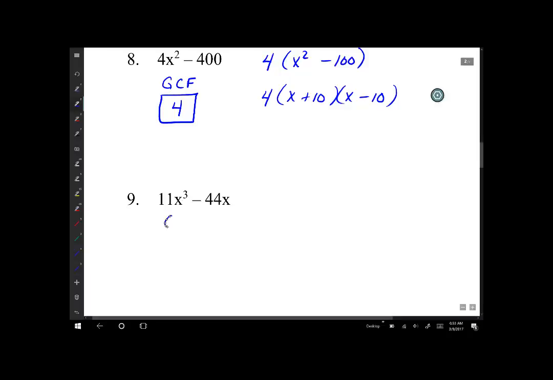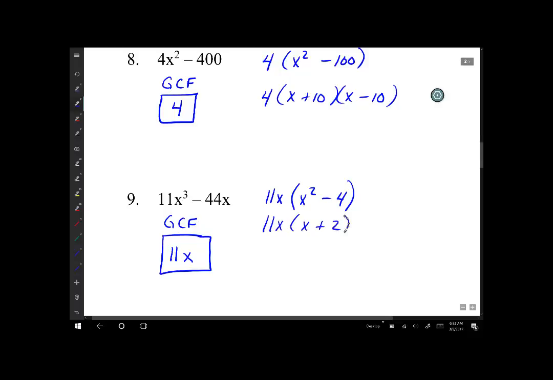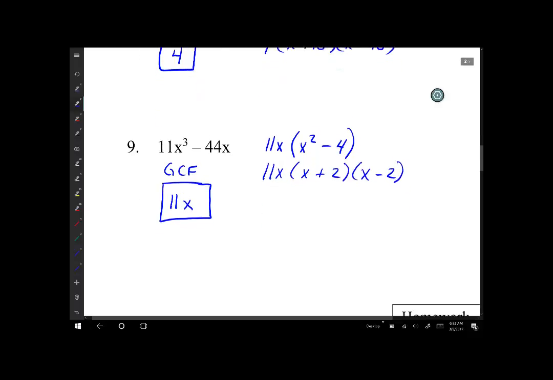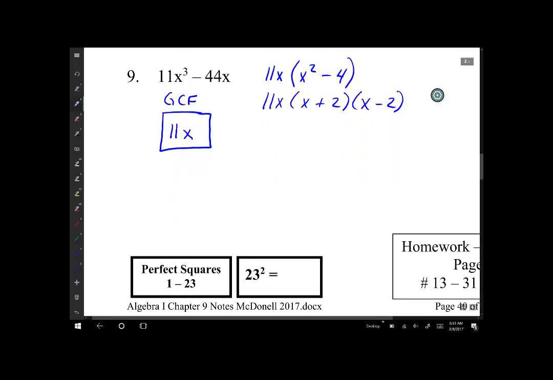Number 9, once again, looking for a GCF. What's interesting here is, you notice we have x cubed and an x in the back. So the GCF is not just 11, it's 11x. And this is an example of having a variable as part of our GCF. So we have 11x times x squared minus 4 as our remaining difference of 2 squares. So we bring down the 11x, and we have x plus 2 and x minus 2. All right, so that kind of wraps up our difference of 2 squares.